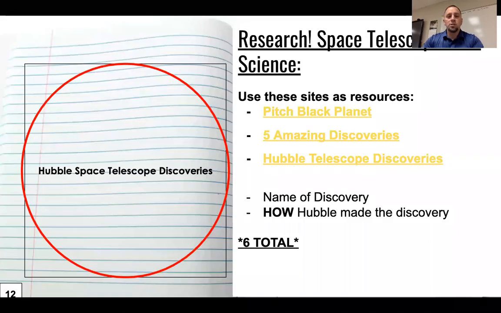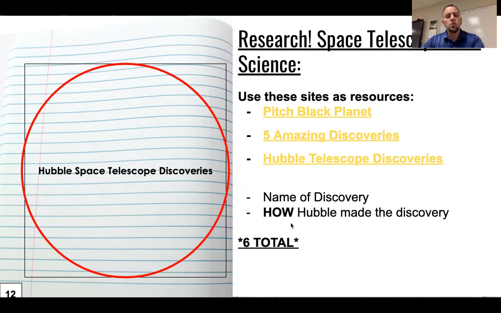So here's what I want you guys to do first. I want you to do a little bit of research on space telescopes, particularly the Hubble Space Telescope. If you're following along on the PowerPoint, I want you to use these sites as resources. I have the links on the PowerPoint here for you to use. And on the left page of your notes, on page 12, I want you to find 6 discoveries, 6 things that the Hubble Space Telescope has discovered.